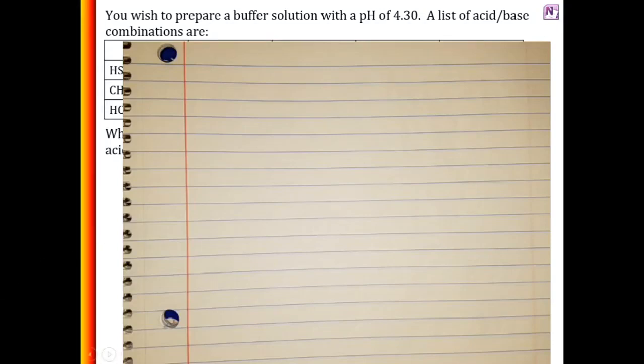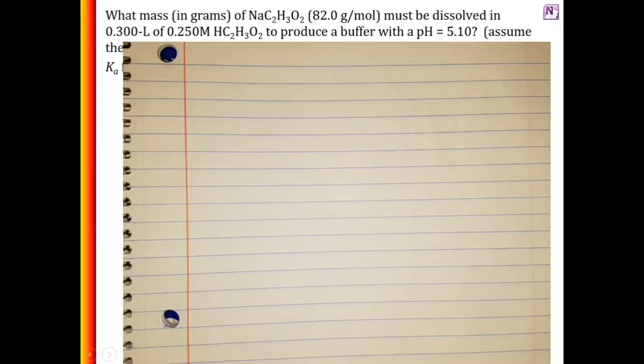Okay, so let's move on to the next slide. And we have another question. This one wants to know what mass in grams of sodium acetate, and they give us a molar mass, must be dissolved in 0.3 liters of 0.250 molar acetic acid to produce a buffer with a pH of 5.1. And we're going to assume here that the volume goes unchanged. And they give us our pKa or our Ka here.